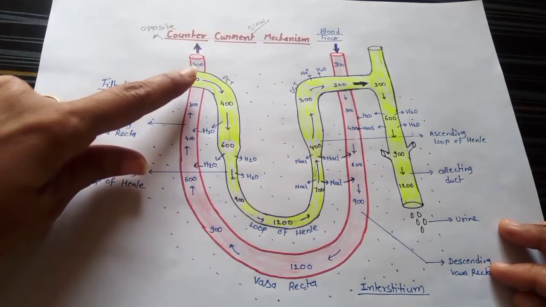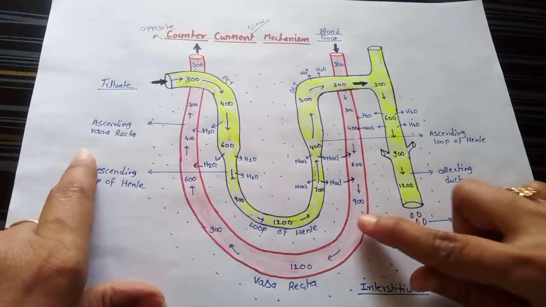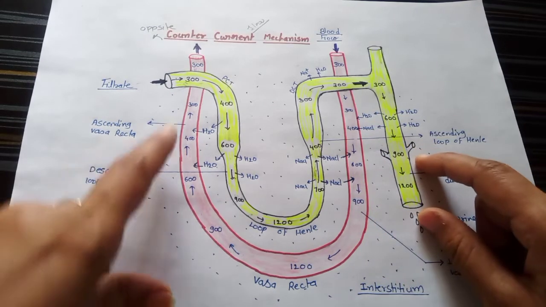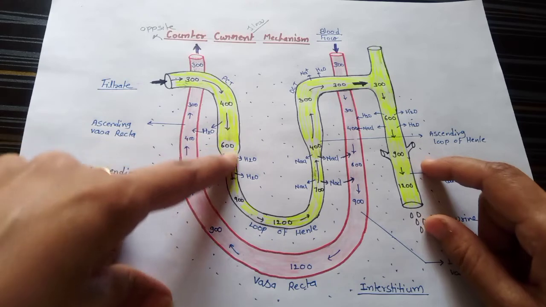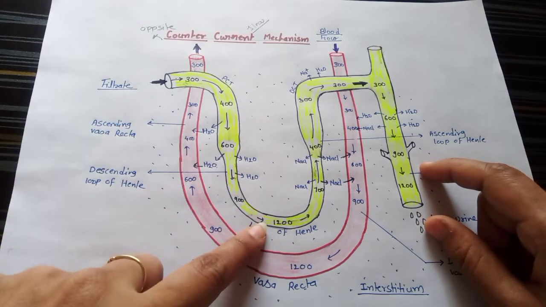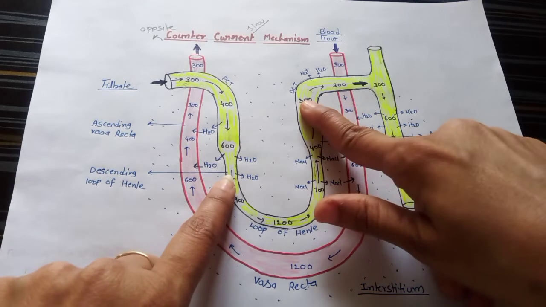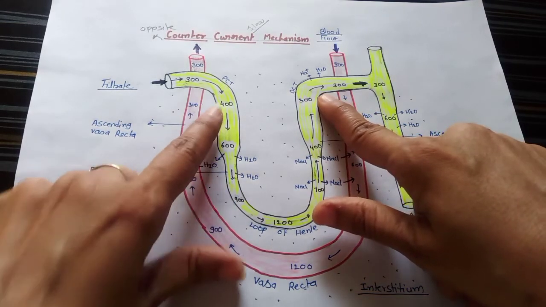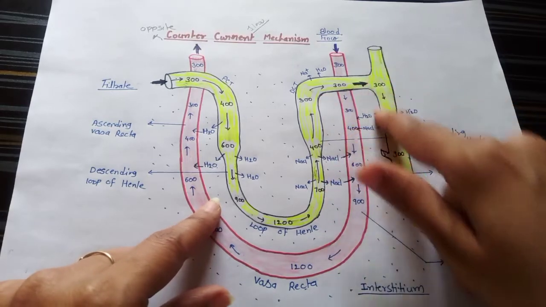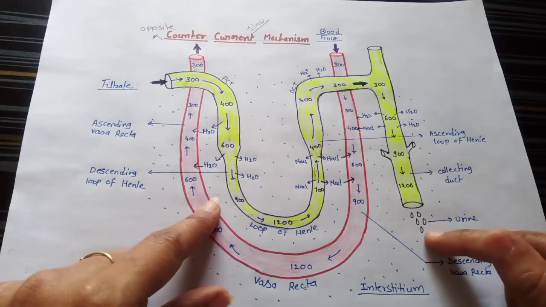This is the vasa recta, this is the ascending loop of vasa recta, this is the descending loop of vasa recta, and this is the loop of Henle. This is PCT, proximal convoluted tubule, this is the loop of Henle, this is the descending loop of Henle, this is the ascending loop of Henle, this is DCT, distal convoluted tubule. This connects with the collecting duct and this is from the urine.